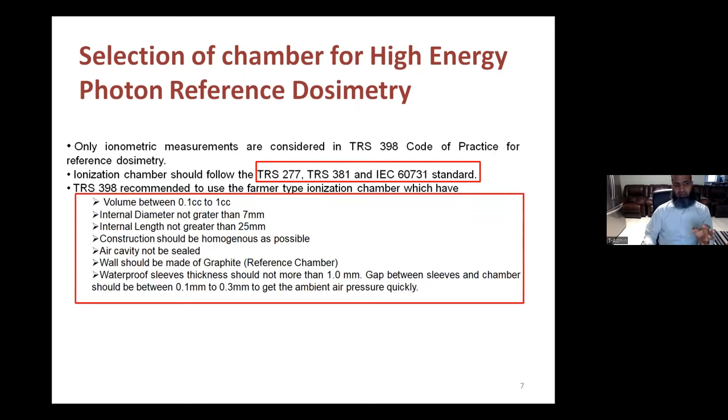So you can have at least 0.1 cc to 1 cc for reference dosimetry, and an internal diameter not greater than 7 millimeters. Internal diameter means, if you have a thimble chamber, the internal diameter should be not more than 7 millimeters. The length should be not greater than 25 mm, the length of the chamber from the tip to the end. The construction should be as homogeneous as possible, but it can't be completely homogeneous, because there's an air cavity and also the electrode, which is metallic.